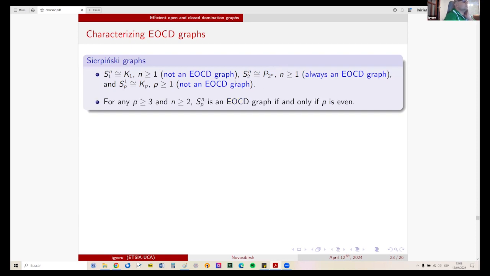So it remained to consider only the other cases, when P is at least 3. If we consider P at least 3 and N larger or equal than 2, then this Sierpinski graph S sub P sub N is an efficient open closed domination graph if and only if the value P is even. I mean, if we are doing the construction with a complete graph of order P.